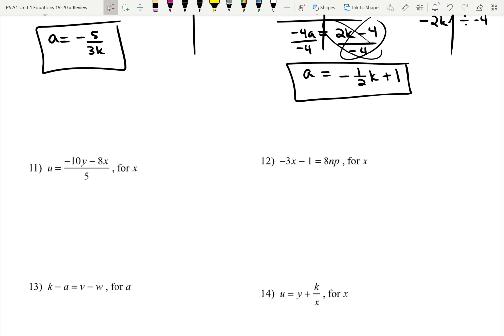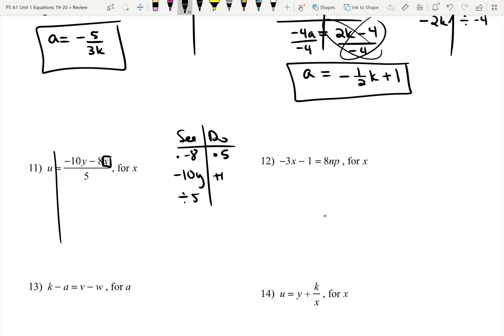In the next two problems, we are being asked to solve for x. Again, with the see-do table, we have that first, the x is being multiplied by a negative 8. Once it's been multiplied by a negative 8, we see that 10y is being subtracted also in the numerator. Finally, the denominator tells us to divide by 5. So this problem has 3 steps to get x alone. Reversing both the order and the operation, we're going to multiply by 5, add 10y, and divide by negative 8.